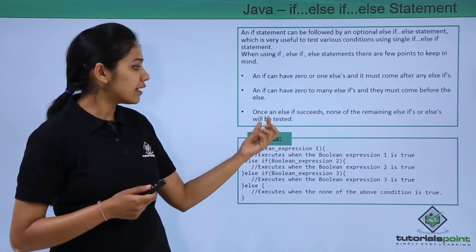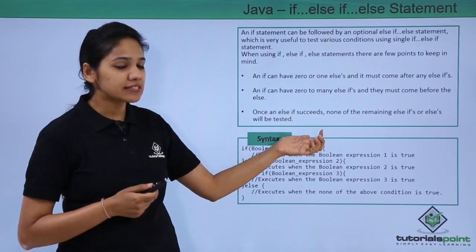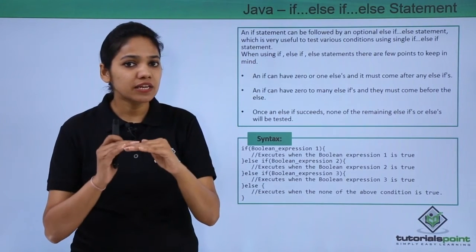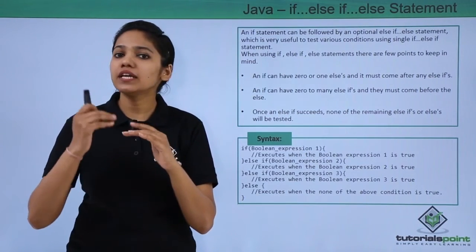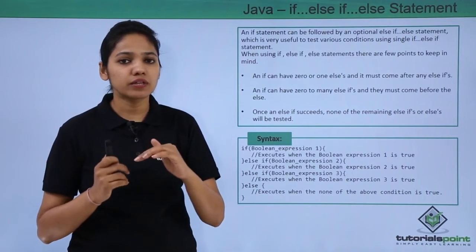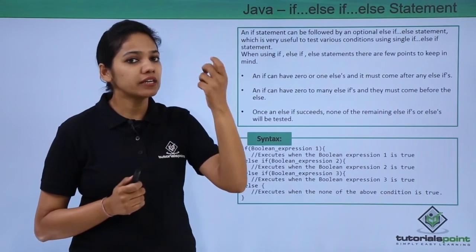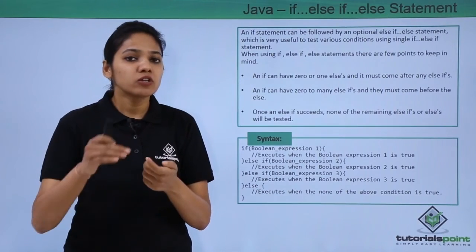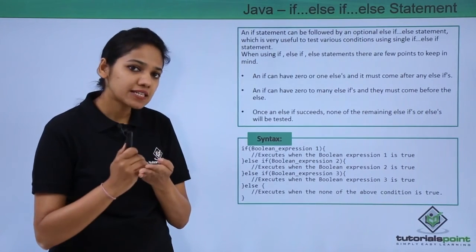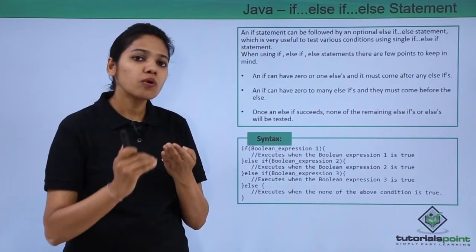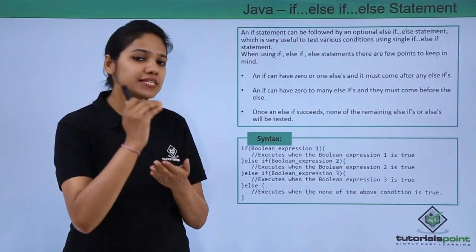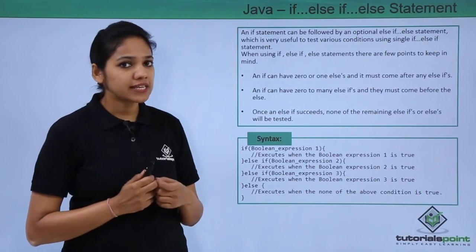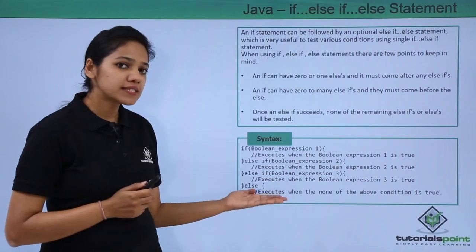The last rule says that once an else if succeeds, none of the other else if statements would be executed. It means you have executed an if statement, then else if A, then else if B, else if C. So if C is the last else if, then you will not go back up to its previous else if statements. So let us understand with the help of an example, but before that, what is the syntax of if else if statement?